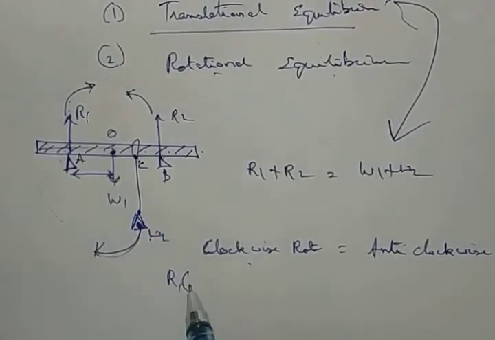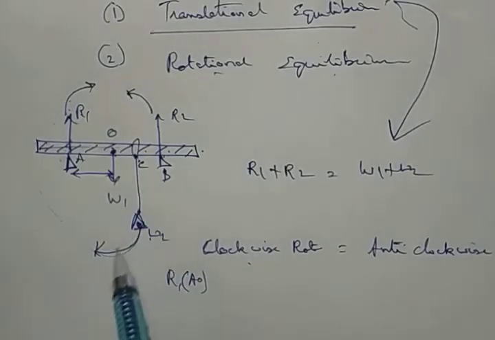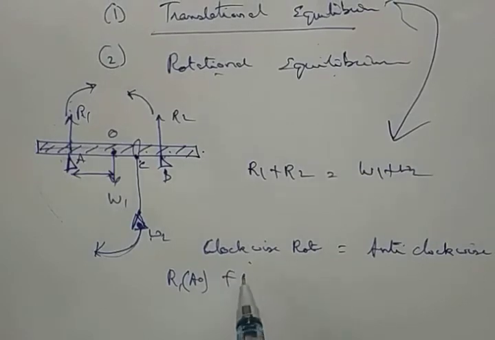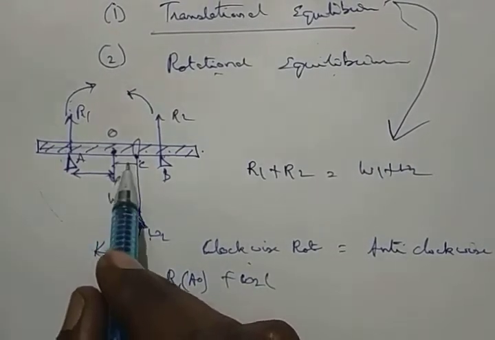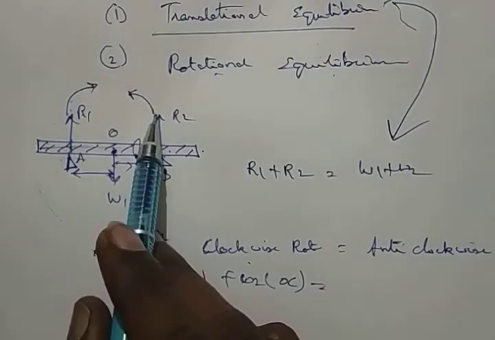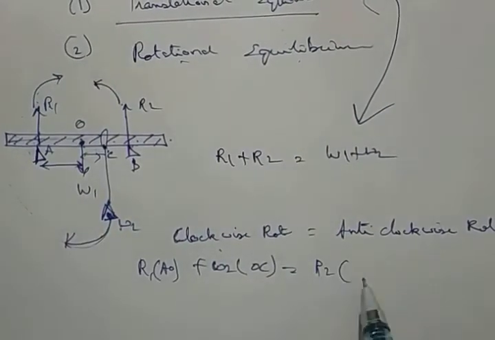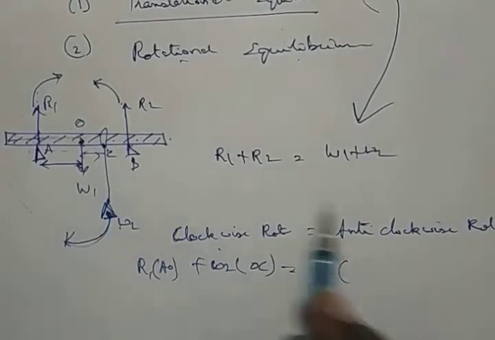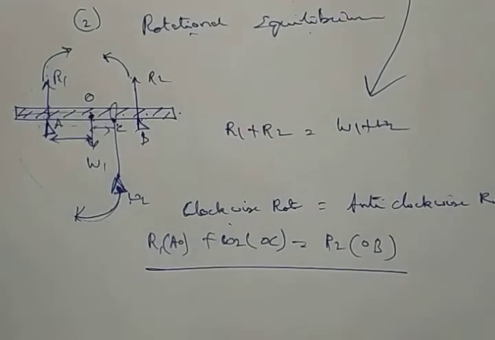So what you will write here in clockwise rotation: R1 into this distance, AO. And what is another clockwise rotation? Here also, this is clockwise rotation. It is going to be W2, the force, into the distance from here to here, OC. That's equal to the anti-clockwise rotation. Only one is there, the anti-clockwise rotation. That is R2 into the distance here, OB.